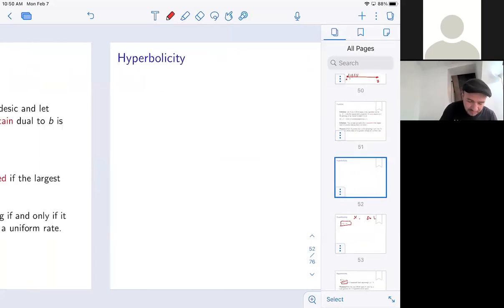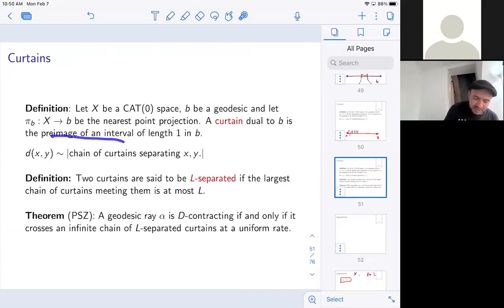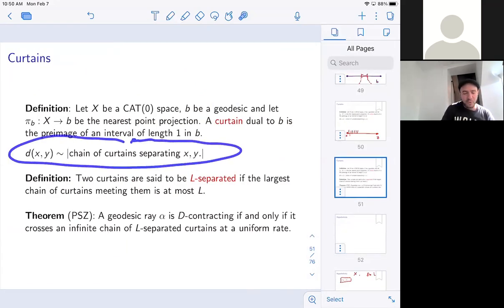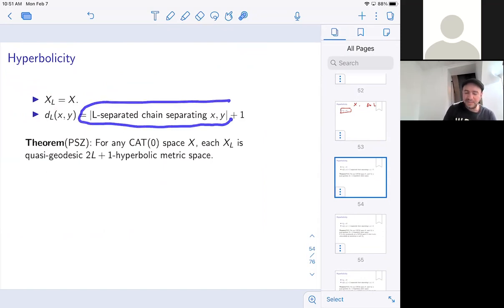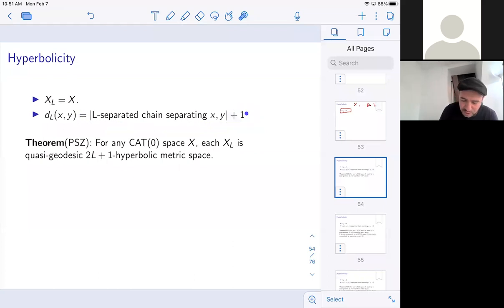Going back to this observation, it says that the distance between 2 points is the cardinality of the chain that separates them. What we're saying is that instead of taking every hyperplane in the chain, only take the ones that are L-separated. So you fix L and define it to be the cardinality of the L-separated chain that separates X and Y, and you add one just to make the triangle inequality work. You should just ignore this one.